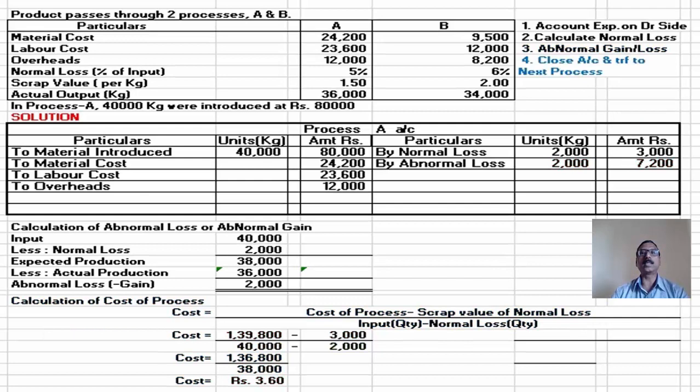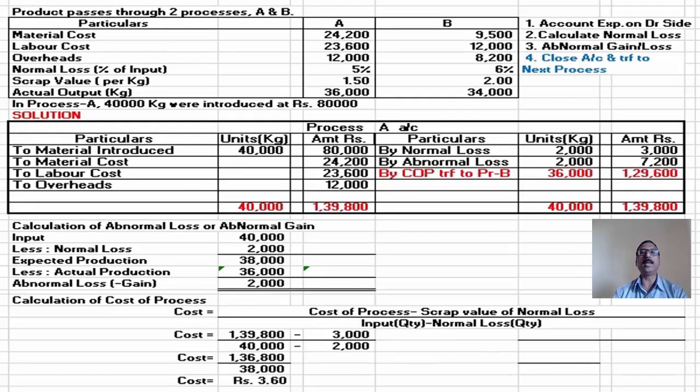Now next is close the account and whatever balancing figure is there, transfer to the next process. So for that purpose you have to look at the process account, see whether debit side is more or credit side. Ultimately we are getting that debit side is more, so we have written on credit side by cost of production transferred to process B. Process B means next process. Now difference quantity is 36,000, which is actually our output also, and the amount is 1,29,600.